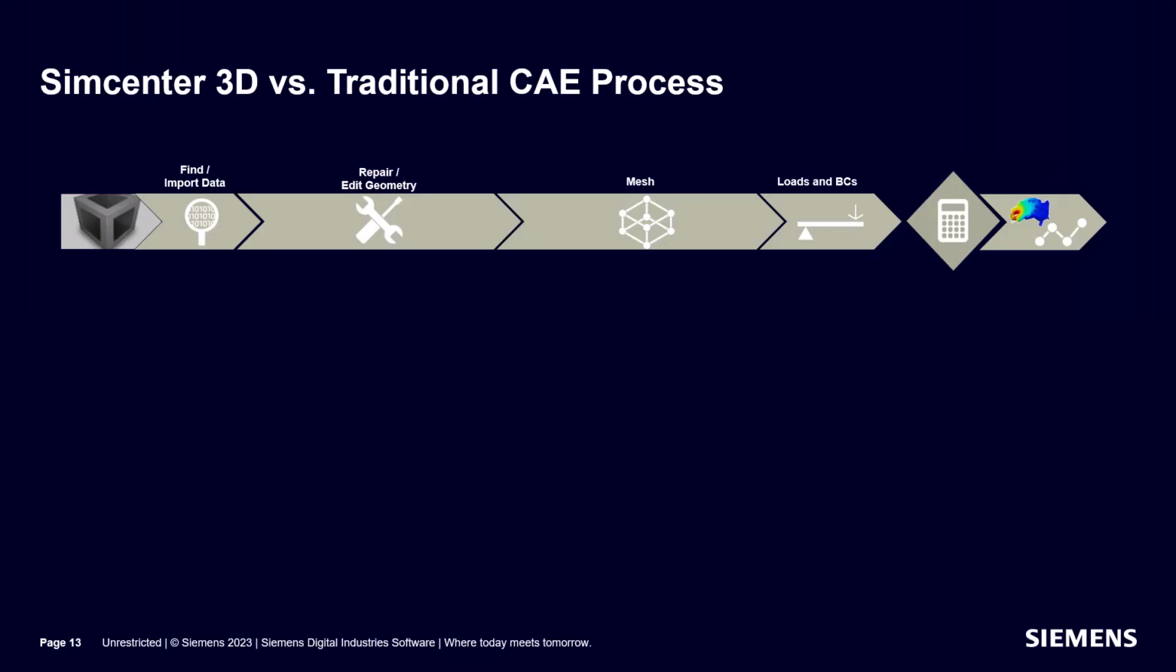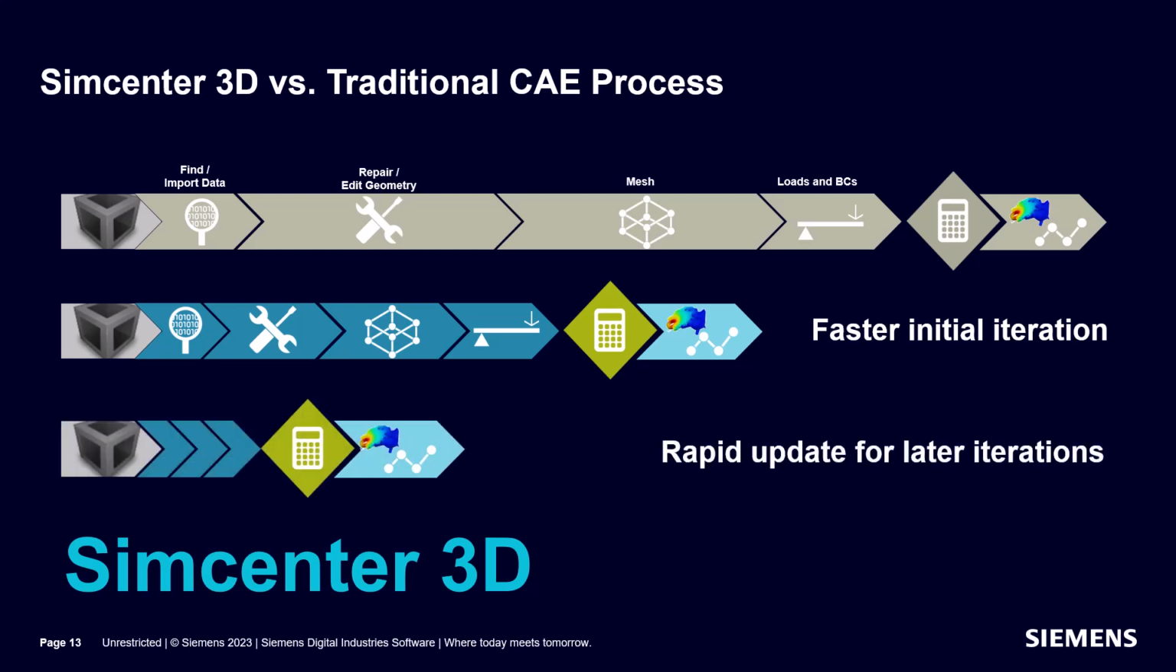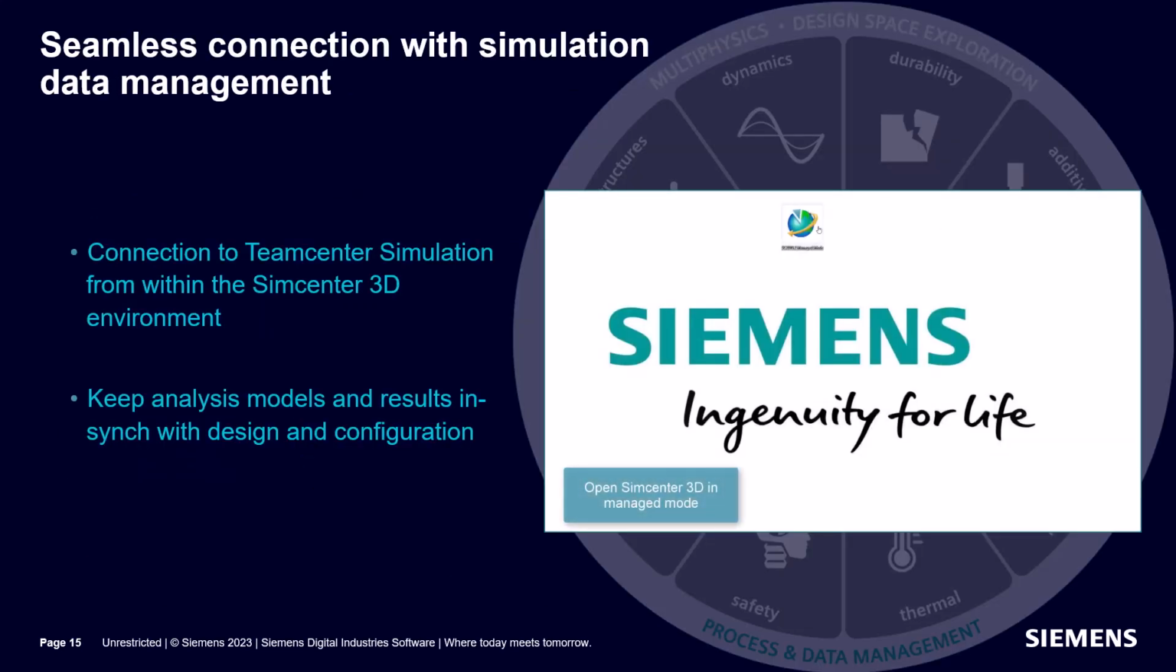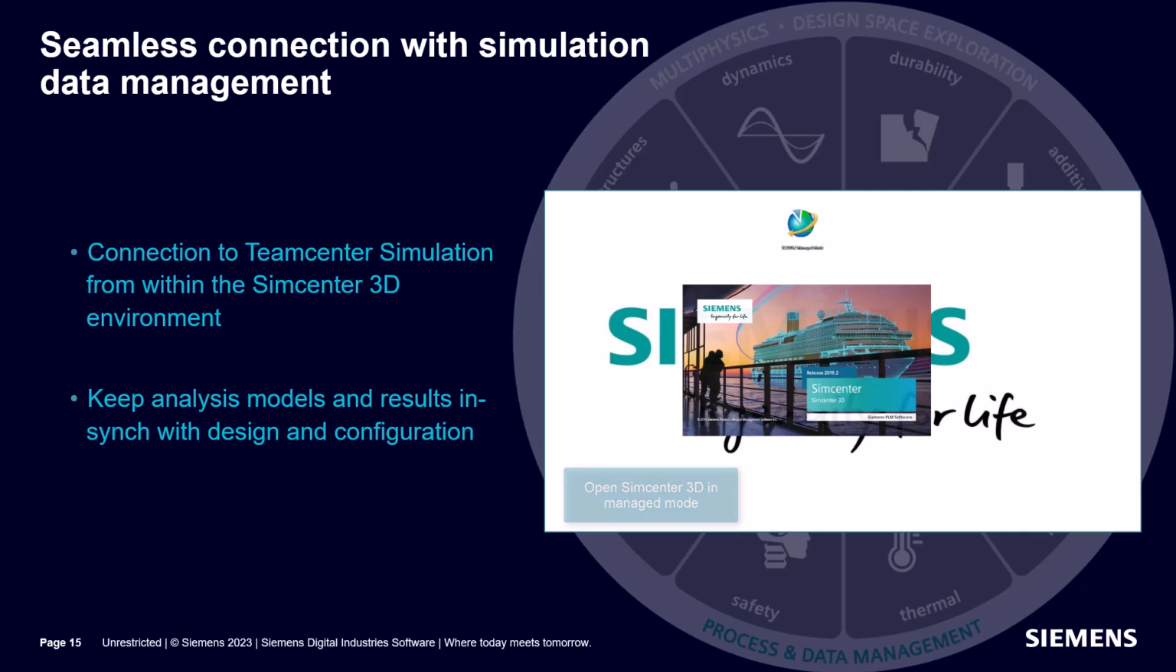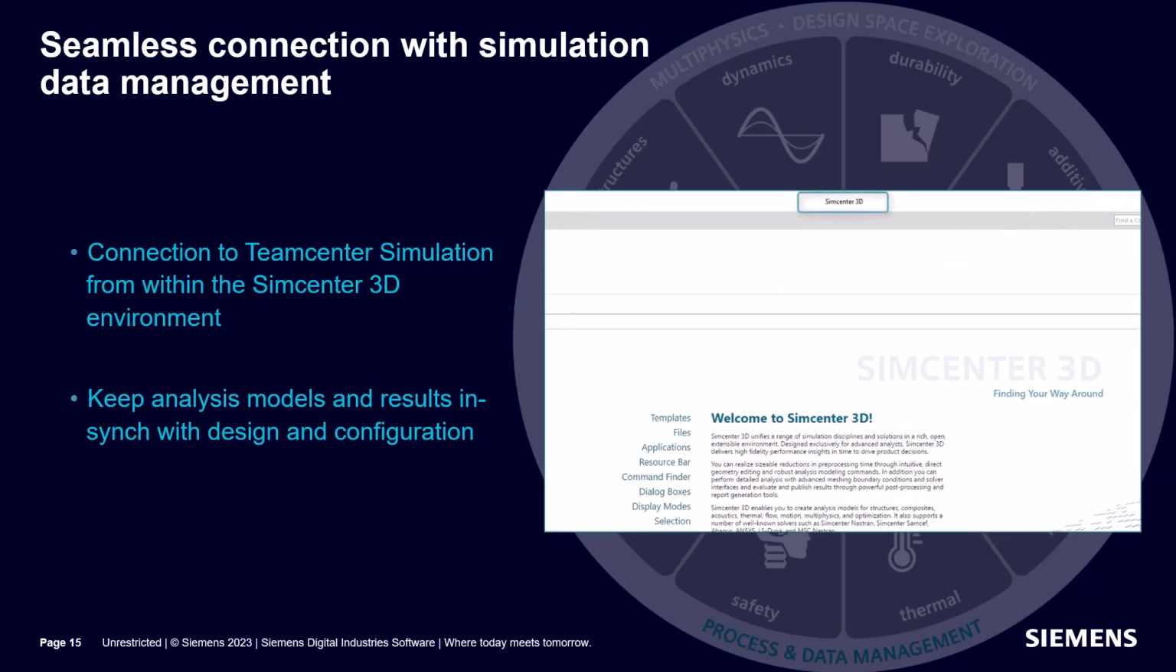So comparing Simcenter 3D to traditional CAE, we get a faster initial iteration because of the integrated geometry repair and integrated data management system. So any updates occur quickly, easily, and robustly. How do you know you're working with the right model and right version? Have you ever wasted time analyzing the wrong data? Integrated data management is critical to going faster and avoiding wasting time analyzing the wrong data.